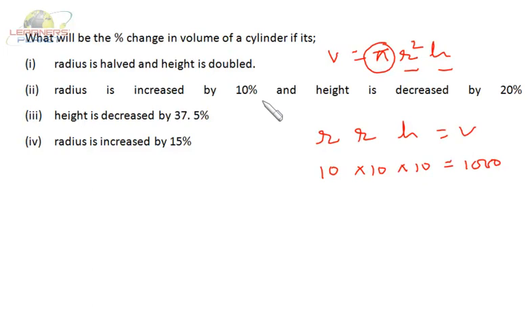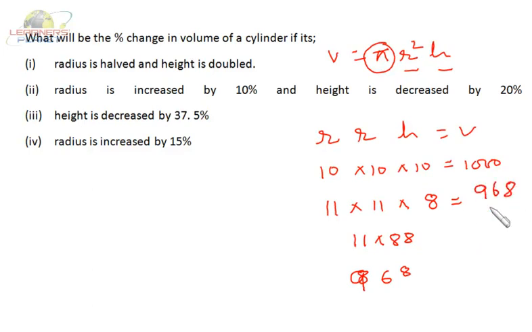Radius is increased by 10% and height is decreased by 20%. Radius is increased by 10%, then the new radius will be 11, and height is decreased by 20%. That means the new height is 8. Now we have to multiply 11 into 88. So it's 8 and 8, 8 and 8, 16. I put 6 over here and the 1 will be carried forward. So it's 968.